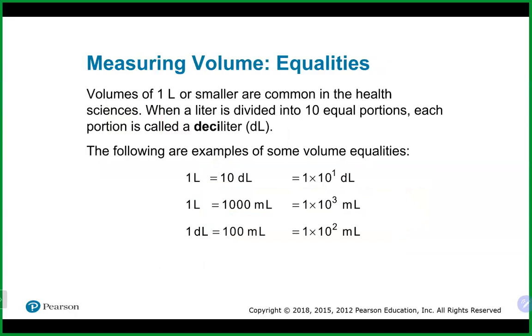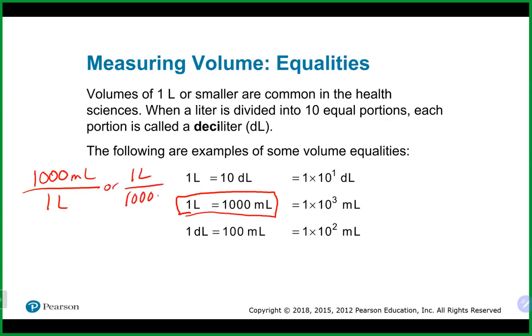Now, volume, some very common volume equalities. I would say out of all these, this is the one that we do come across the most in chemistry. 1 liter is 1,000 milliliters. So that is 100% a conversion that we use a lot throughout the semester. So 1,000 milliliters over 1 liter as a conversion factor, or 1 liter over 1,000 milliliters.